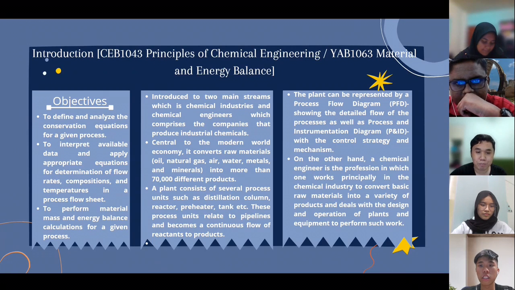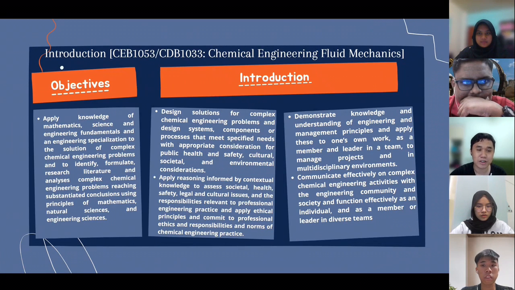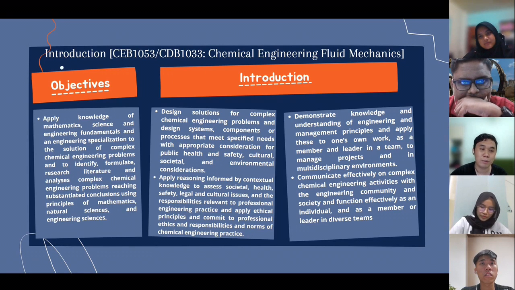On the other hand, a chemical engineer is a profession in which one works principally in the chemical industry to convert basic raw materials into a variety of products and deals with the design and operation of plants and equipment to perform such work. So onwards to the introduction for course code CEB 1053, Chemical Engineering Fluid Mechanics.